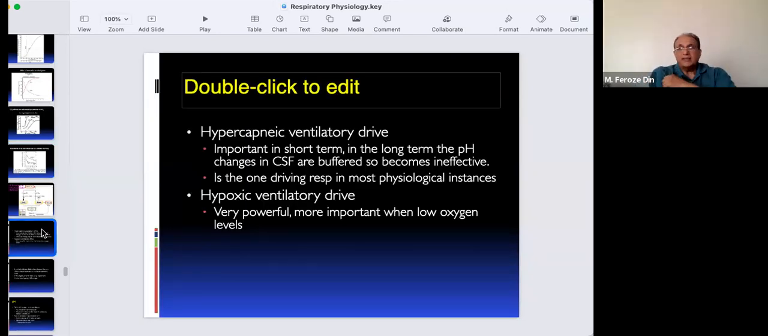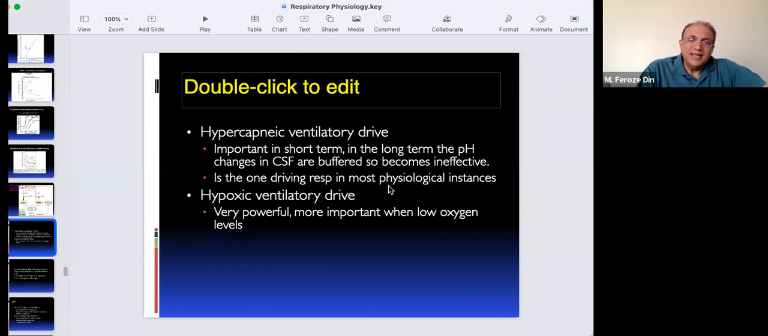These two facts give rise to a very important concept, which we call the hypercapnic ventilatory drive and the hypoxic ventilatory drive. All it means is that carbon dioxide stimulates respiration. So hypercapnic ventilatory drive means that any rise in carbon dioxide results in a rise in ventilation. And in fact, when we are at rest, it has been shown that it is the hypercapnic ventilatory drive which controls our rate of respiration.